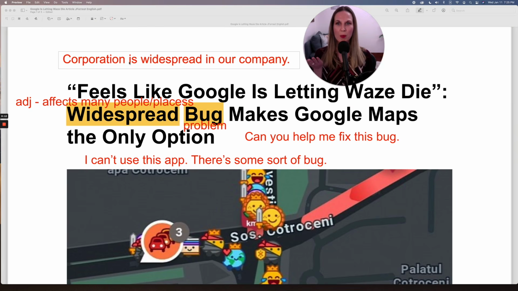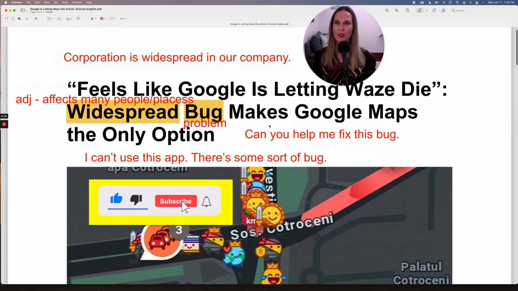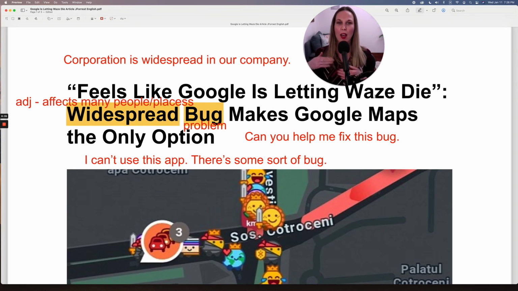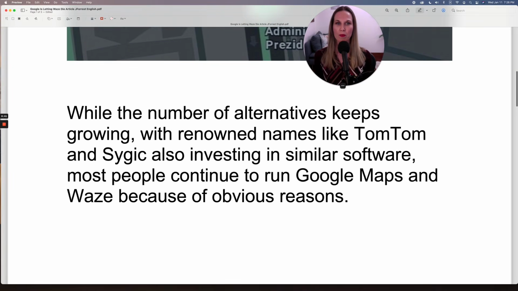So as an example sentence, I could say corruption is widespread. This is my adjective. Corruption is widespread in our company. So corruption affects many people or many different areas of our company. So a very useful adjective you can use. So they're saying this problem with the Waze app affects many different people. So let's move on to our next paragraph.